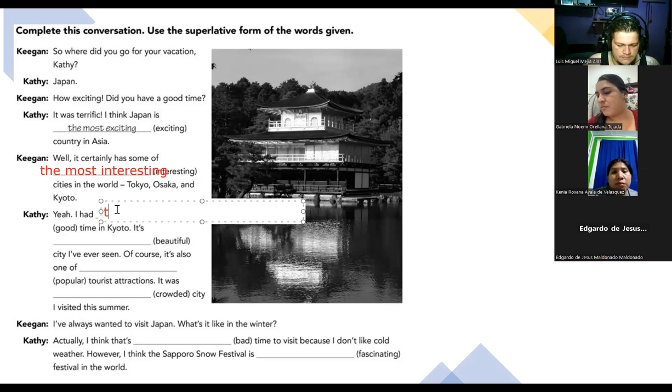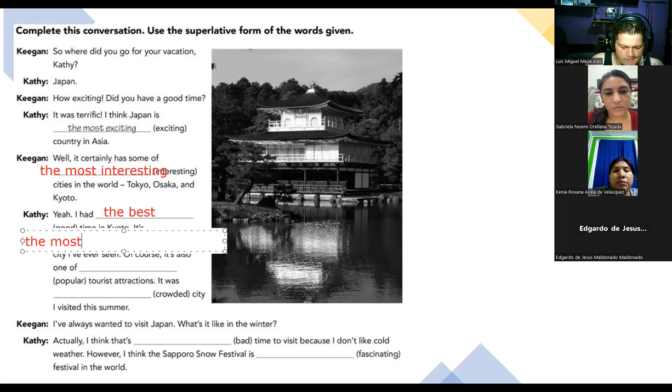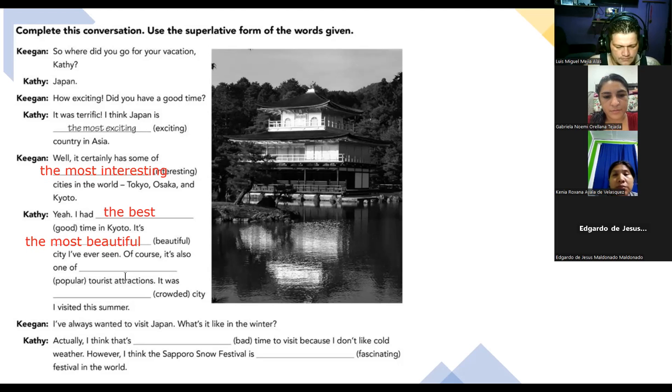Okay, the best time in Kyoto. Is it superlative or comparative? Superlative. The most beautiful city I've ever seen. Let me check the spelling. Of course, beautiful. Yes, it's the most beautiful city I have seen. Of course, it is also one of the best.